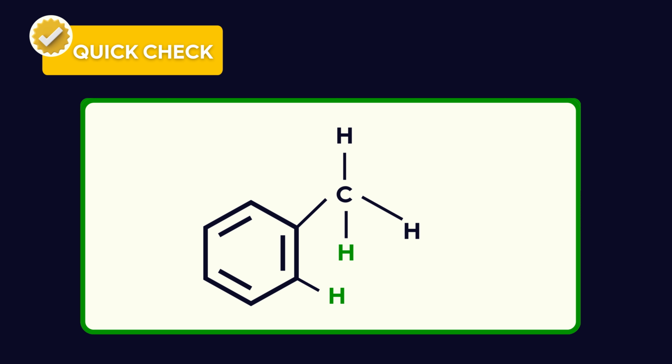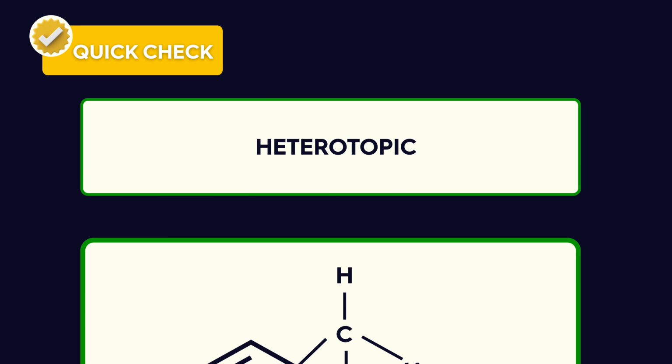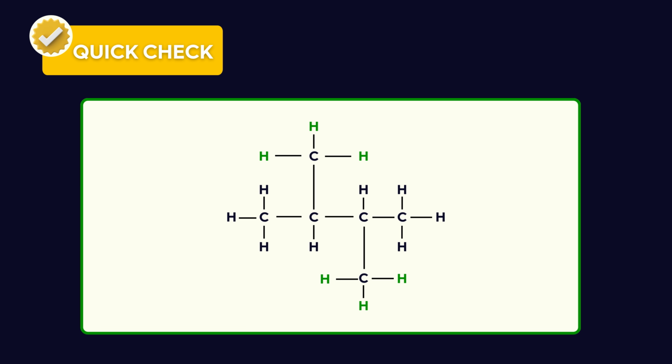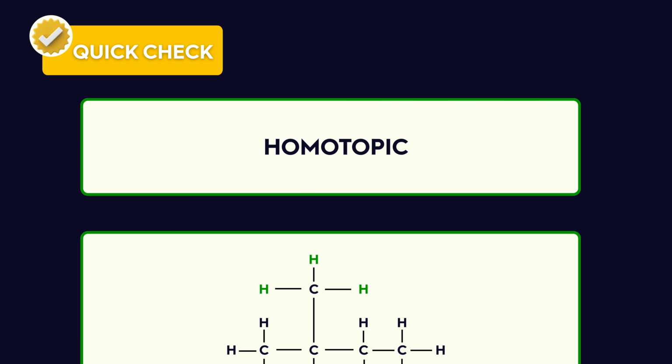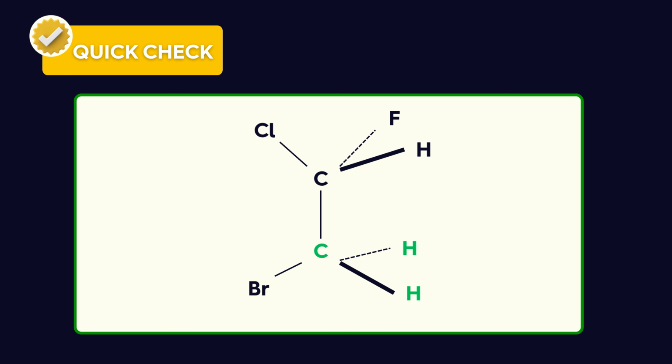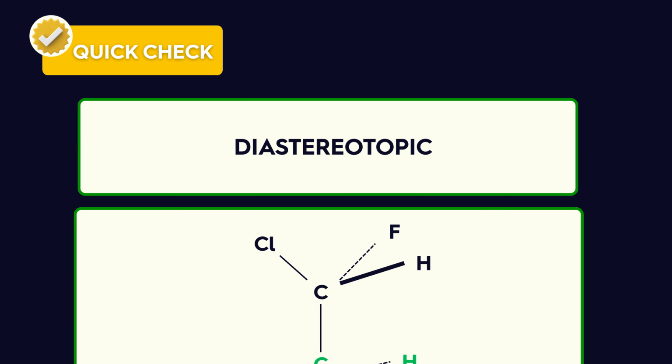To speed things up, here are 3 quick checks. A, ring versus benzylic methyl, that's heterotopic. B, 2 methyl groups related by symmetry, homotopic. C, a CH2 next to a stereocenter, diastereotopic. The replacement test confirms them every time.